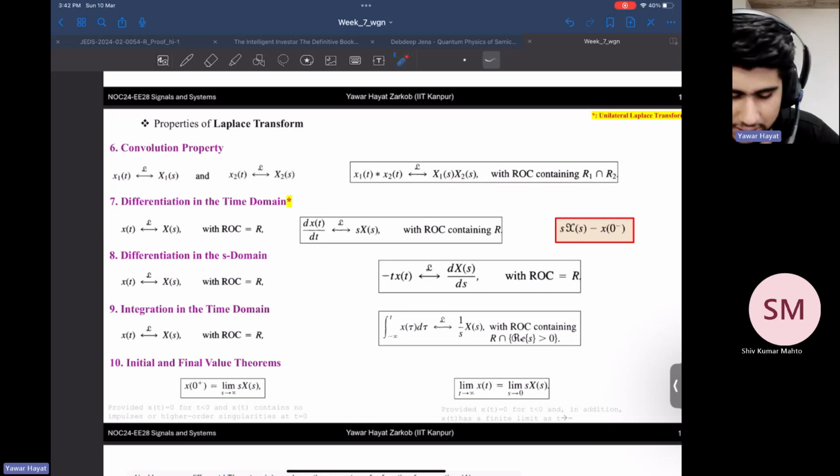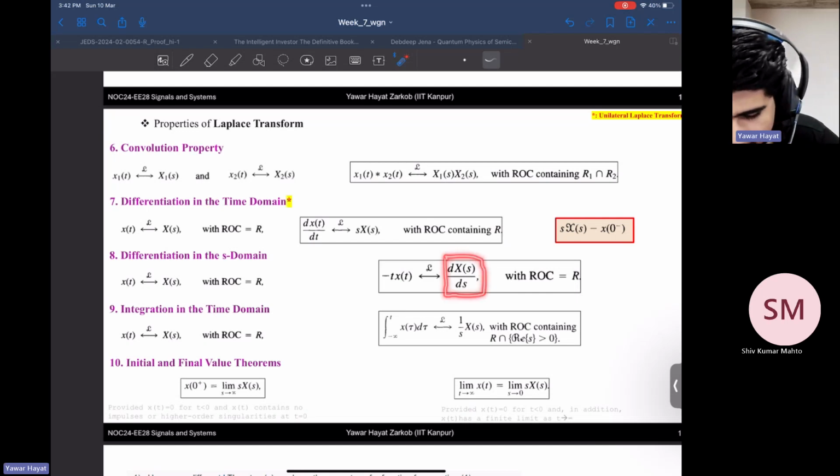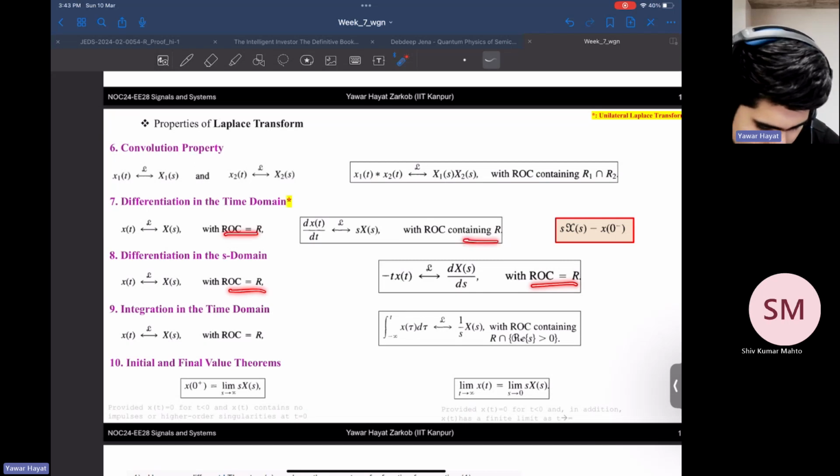That was something you should have known. Then we have differentiation in the S domain, a dual property of that. For this property, I don't think unilateral and bilateral differ. If I differentiate in the S domain, in the time domain I need to multiply by minus t. In the Fourier transform it was minus jt; here it's multiplication by minus t. The ROC remains unchanged for both.